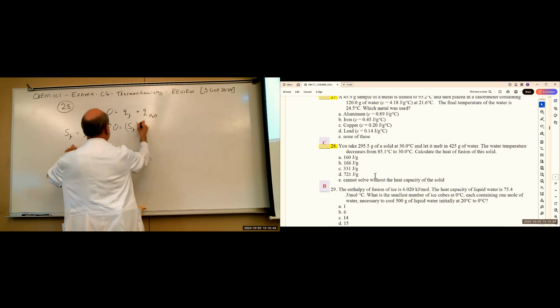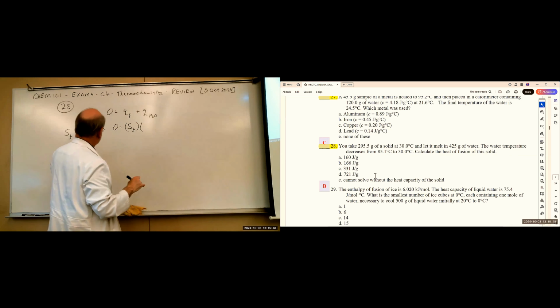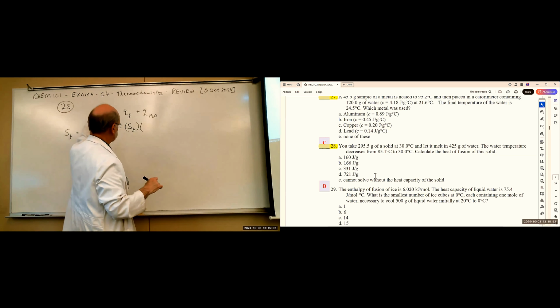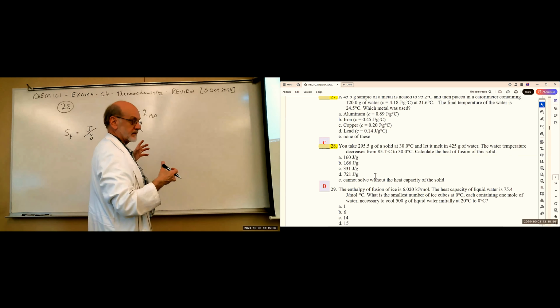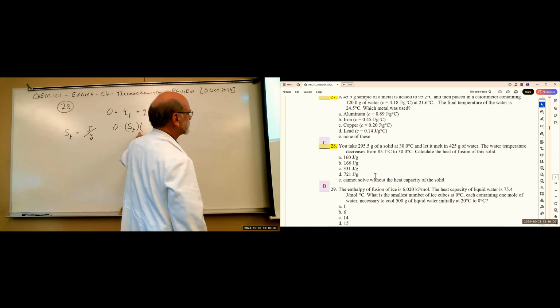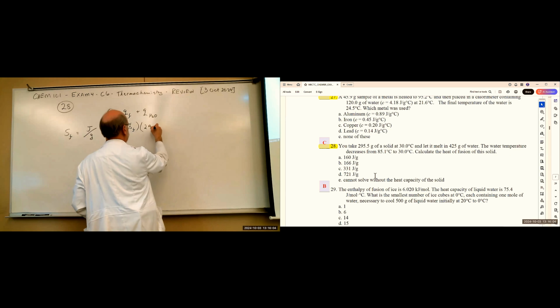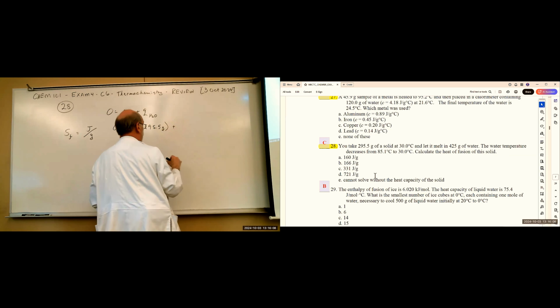SF times the mass, which will cancel the grams and give us joules, because each term here is ultimately joules, the heat term. So are we given the mass? Yeah, 295.5 grams. Okay, then we do the water.